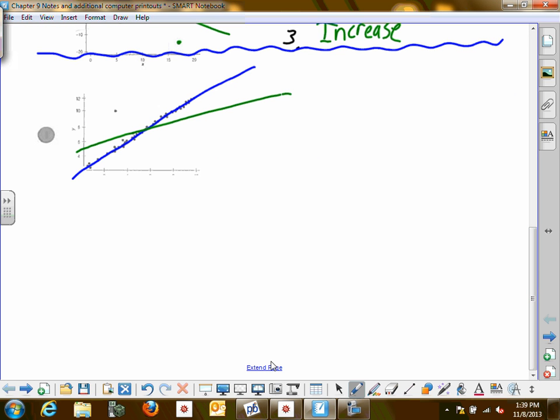Here we go. Number 1. Does that point have high leverage? It does not, because it is not far away from the mean of x, so it does not have high leverage. Then the next question is, does it have a high residual?